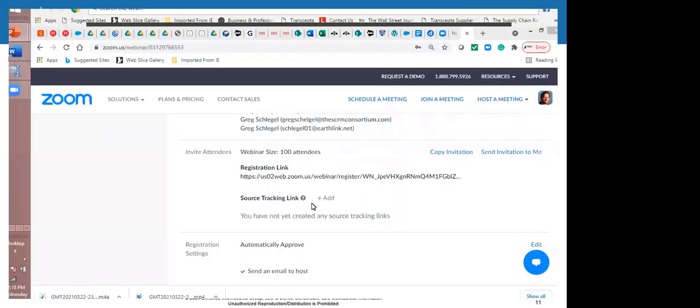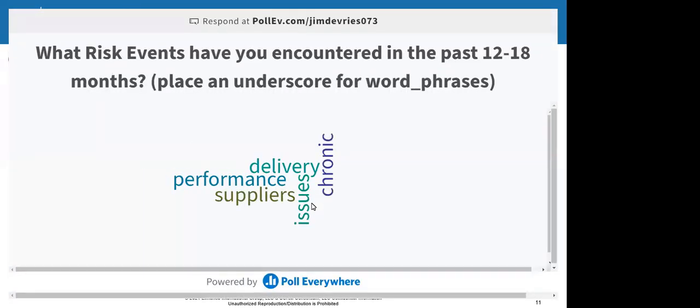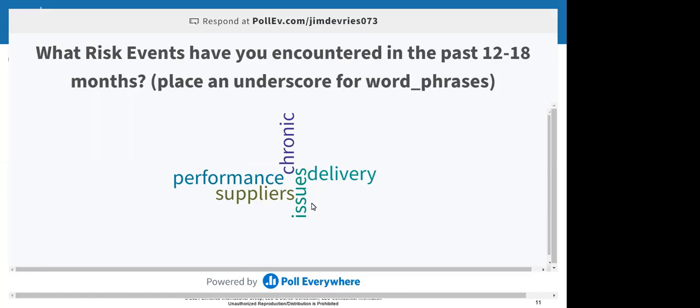Thanks. And this leads us to the first polling question: what risk events have you encountered in the past 12 or 18 months? So we ask you to enter those in. We appreciate the folks that have already started us off with some chronic risks and issues. Suppliers, I'm gathering. So please use an underscore between your word phrases so that we can gain your feedback here.